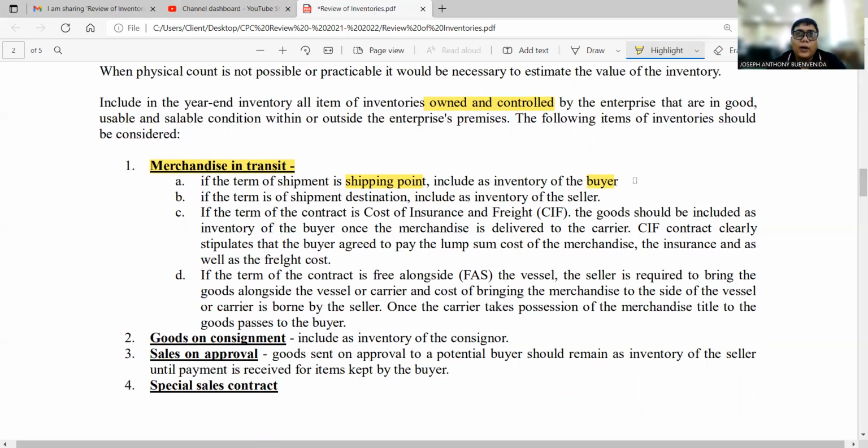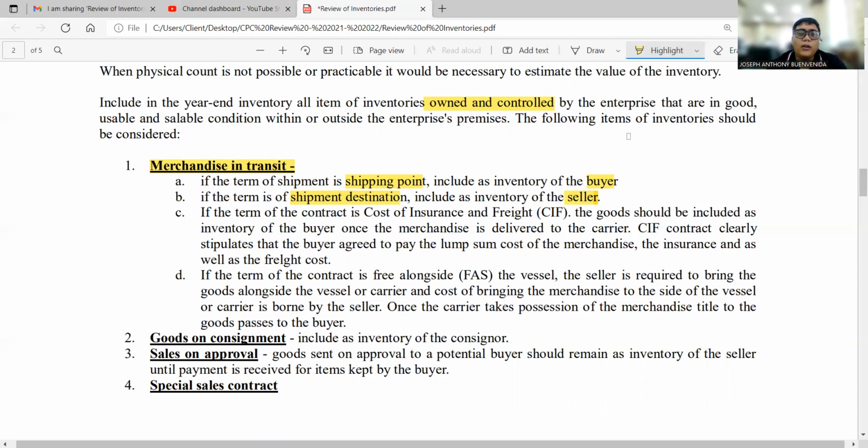Okay? At the point of the pagsakay ni seller sa product into the shipping like the barko or airplane, automatically ang inventory is naga-shift na from buyer. Okay? If ang is on destination, okay, as long na wala pa mag-abot kay buyer ang inventory, ang pag-value sina is kay seller man, or ang inventory na belong man kay seller.